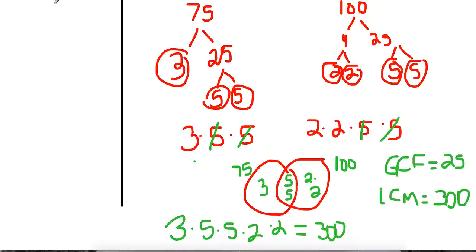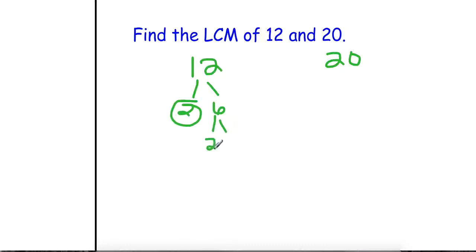I want you to stop the video right now and try the next one. I want you to find the least common multiple of 12 and 20. Stop the video now to try it. All right, let's take a look. First, you should have made your factor trees for 12 and 20. So 12 could be 2 and 6, 3 and 4, something like that. 2 is prime, so 6 is 2 and 3.